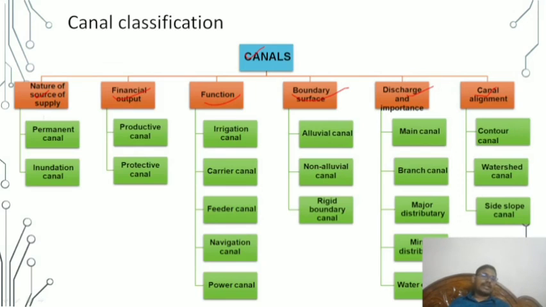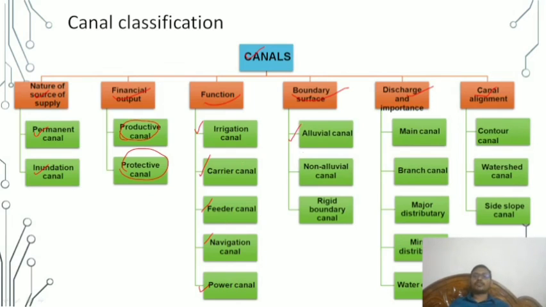Nature of source means permanent and inundation canals. We already discussed in the previous lecture what permanent and inundation canals are. Financial means productive canal and protective canal. These two are very important. Function means irrigation canal, carrier canal, feeder canal, navigation canal, and power canal, that is, the functioning of the canal.